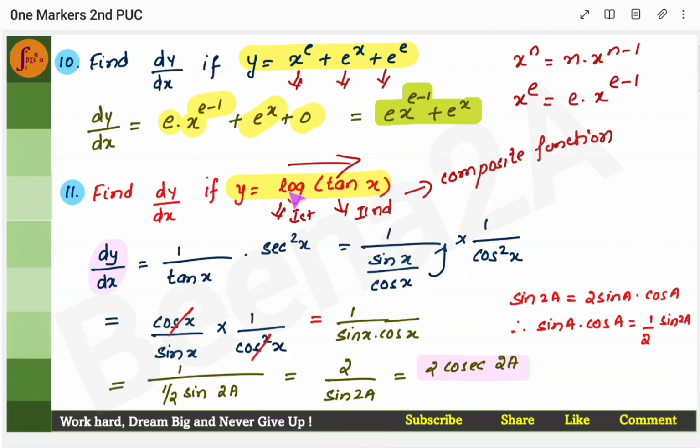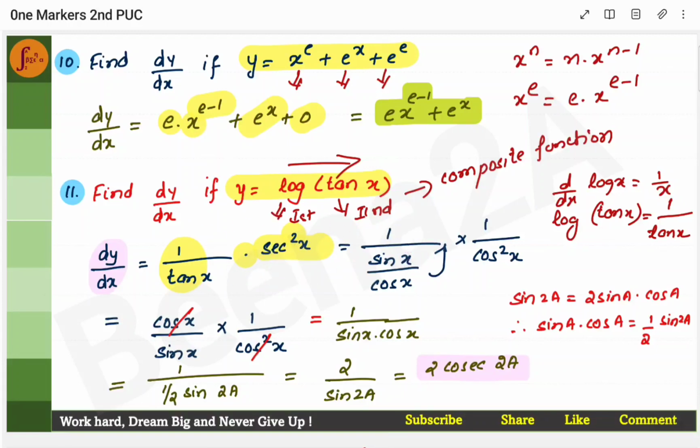First you have log. What is the derivative of log? 1 by x, right? Derivative of log x is 1 by x. But instead of x, what do I have here? Instead of x, I have tan x. So it will be 1 by tan x, right? So I have 1 by tan x here. So I finished the first function. Now the second function. What is the derivative of tan x? Secant square x, right? So I have to put into secant square x. This is what is called chain rule.